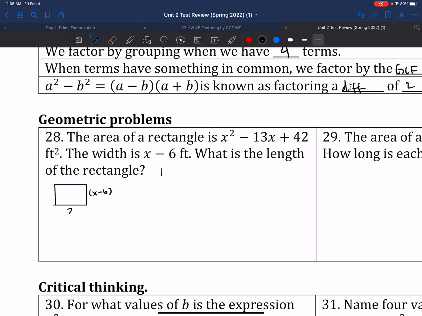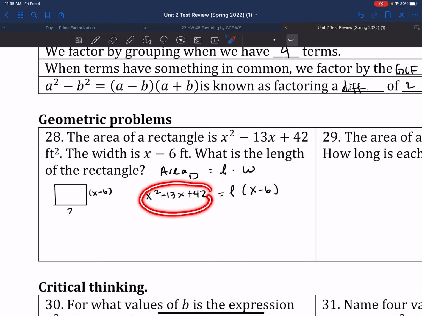Remember, the area of a rectangle is length times width, and we know what the area is because that's already given. Every time something is already given, I'm going to replace that word area with the given expression. So I write x squared minus 13x plus 42. I don't know what the length is, but I do know what the width is. So I write length, and then I put x minus 6. It's the same thing as multiplication.